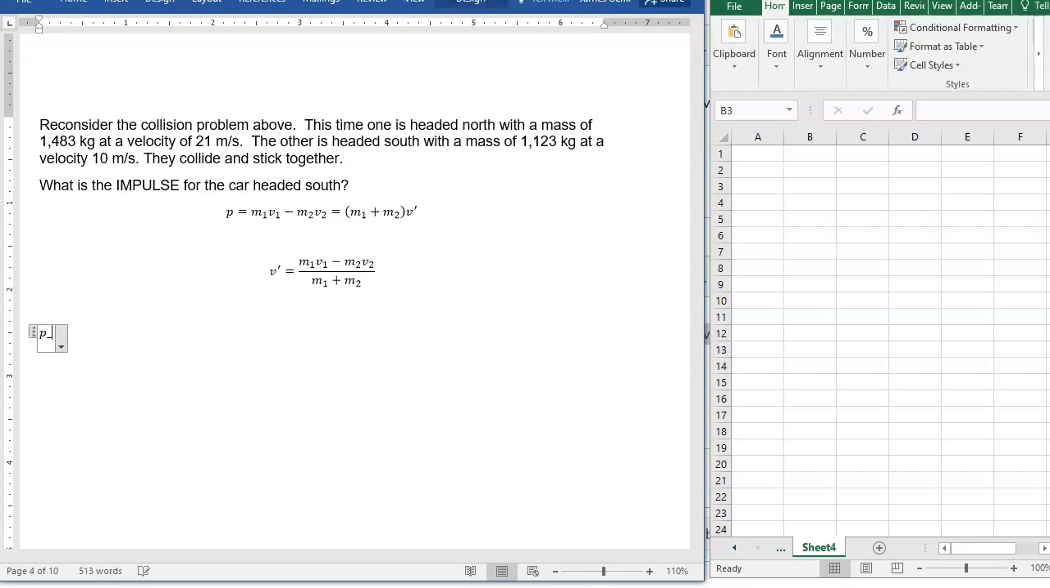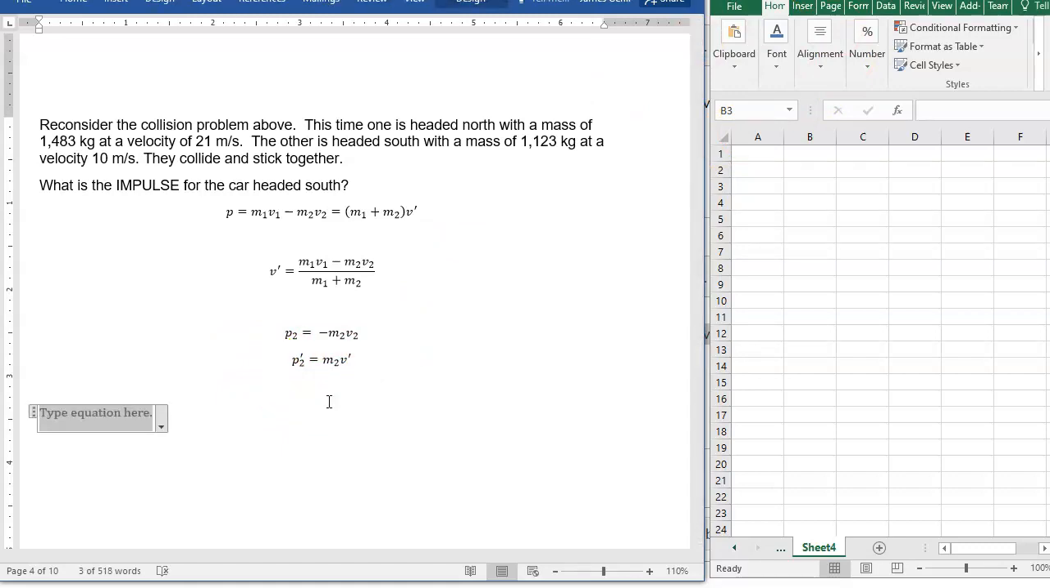Well, the car headed south has an initial momentum of minus M2 V2. Remember, the minus sign is there because it's headed south, right? And then it has a final momentum that's given by M2 V prime. So even though car 2 is now stuck to car 1, you can still break that momentum out into two pieces, M1 V prime plus M2 V prime. So this is the momentum of car 2 after the collision.